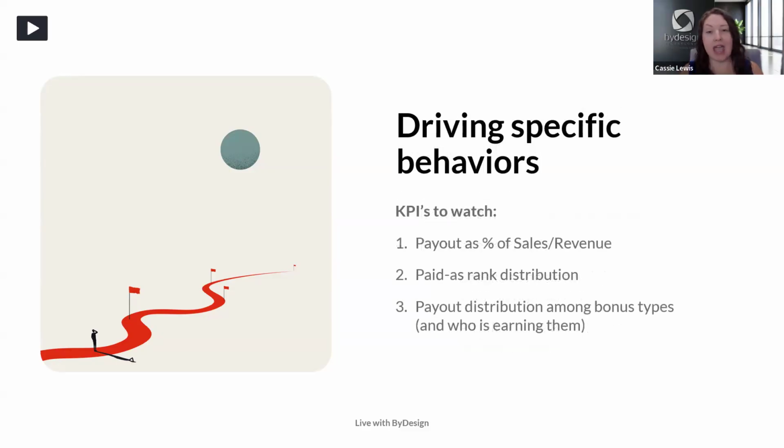So again, the KPIs to watch so that you know if you're driving the specific behaviors. Obviously, and this one is a top line KPI for all comp plans. Look at your payout as a percentage of your sales and revenue. If you only monitor one thing, this would be the thing to monitor, because this is going to tell you how sustainable your comp plan is and whether your comp plan is too lucrative.